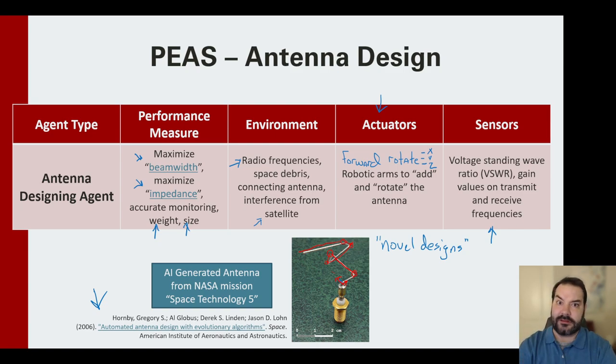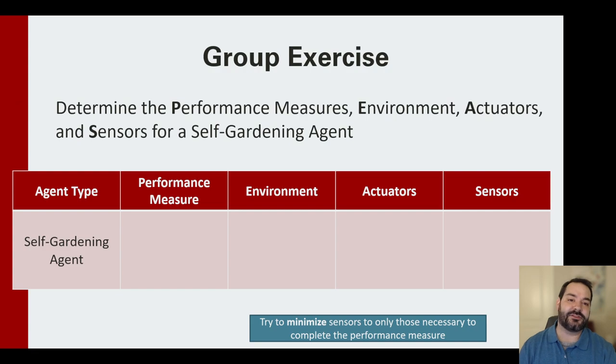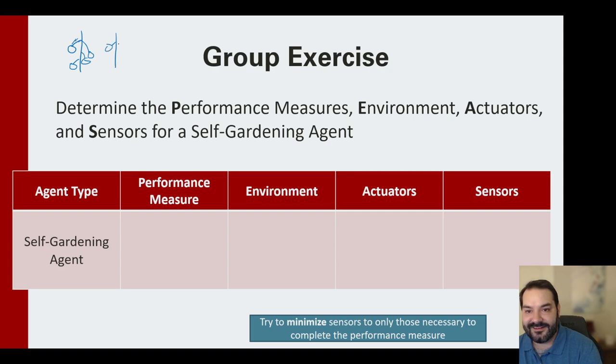So with that, to give you a little thinking activity, let's imagine, for our sake, I have a self-gardening robot. This is the worst design, I have a bunch of fruit on a plant. Let's call it a tomato plant. All right, with that in mind, in the comments or just thinking about this by yourself, what would be the performance measures of a self-gardening agent that wants to harvest tomatoes? What kind of environment is that going to be working out of, or have to interact with? What are the actuators for harvesting these tomatoes? And what kind of sensors would that agent need to have?